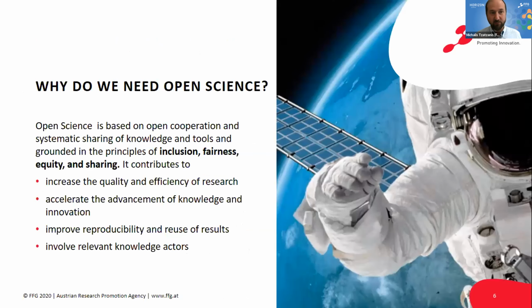And this is why open science aims to be a solution to these different crises. Open science is based on open cooperation and systematic sharing of knowledge and tools, and it's grounded in the principles of inclusion, fairness, equity, and sharing. It tries to contribute on increasing the quality and efficiency of research, on accelerating the advancement of knowledge and innovation since you're sharing it early, improving reproducibility and the reuse of results, and involving relevant actors in the process as well.